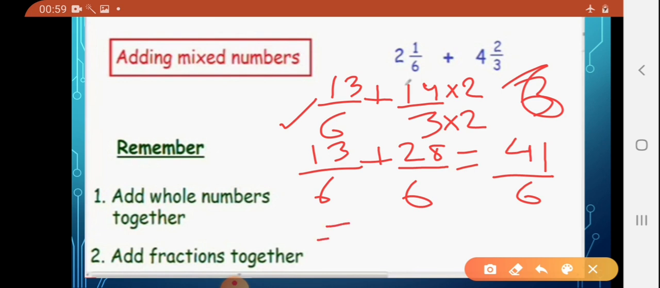So what you will do? Divide it. 6 6s are 36. 6 whole 5 upon 6. The answer will come same, so both the methods you will get the same answer. You can change into improper fraction, then into like fraction, and then add, or first you can add whole numbers and then add fractions together, and then you can get the answer.